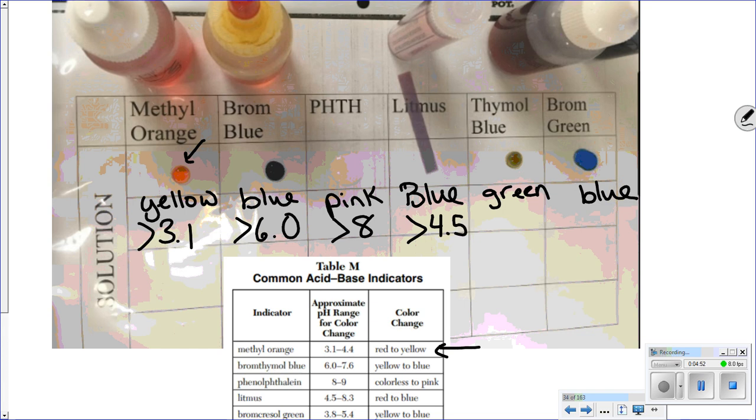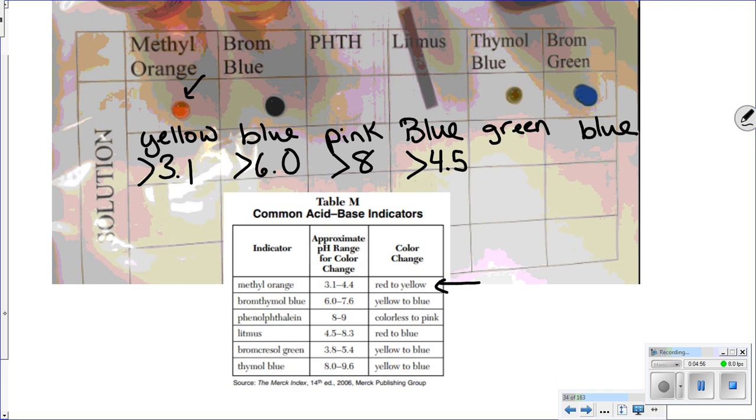The thymol blue is one that's a little bit tricky, okay? So I'm going to talk about why this is tricky in a minute. And then my bromocresol green has that nice blue color, which indicates that this is somewhere of a pH of over 3.8. Now, the really important results here are the ones that make things a little bit more specific.